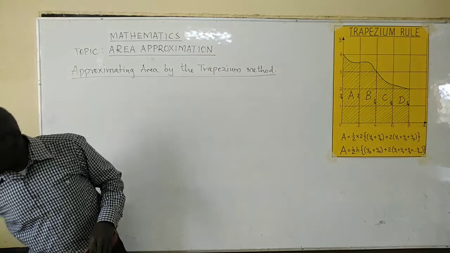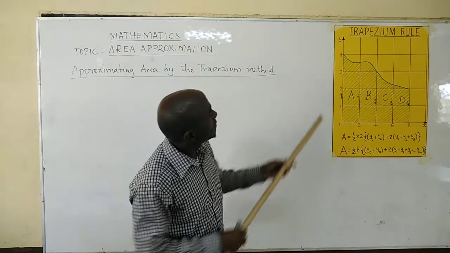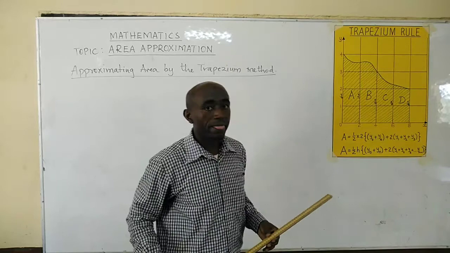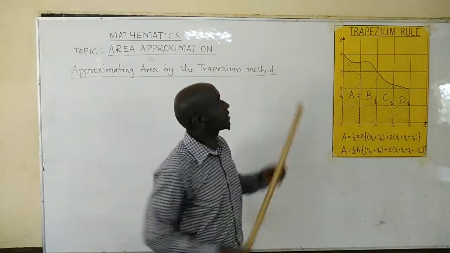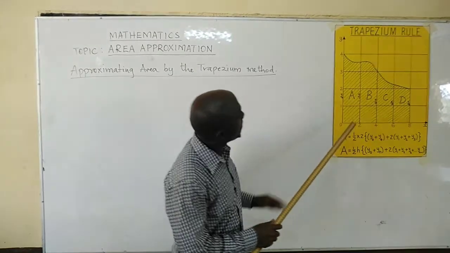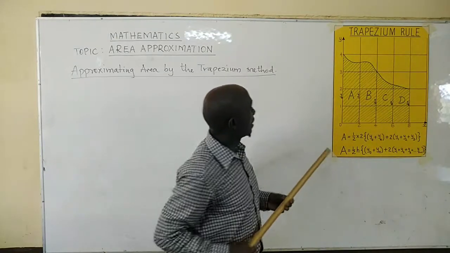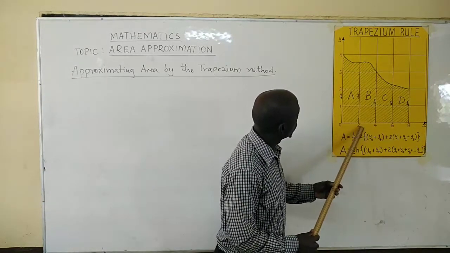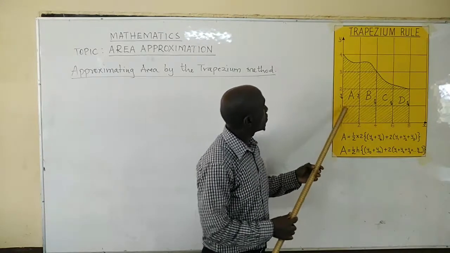If you look at this chart here, my dear learner, we have an irregular shape here which has been shaded. It is on a Cartesian plane with x-axis and y-axis. So if you look at this shape, this is a graph. It has an irregular shape. The scale for the x-axis here is one square representing 2 units. For the y-axis, 1 square representing 1 unit.